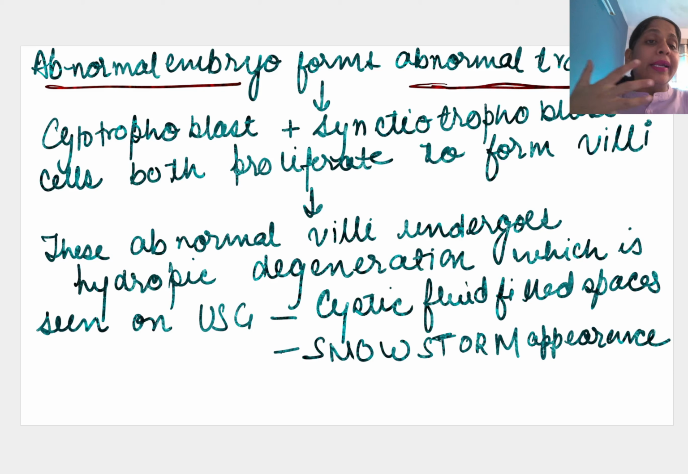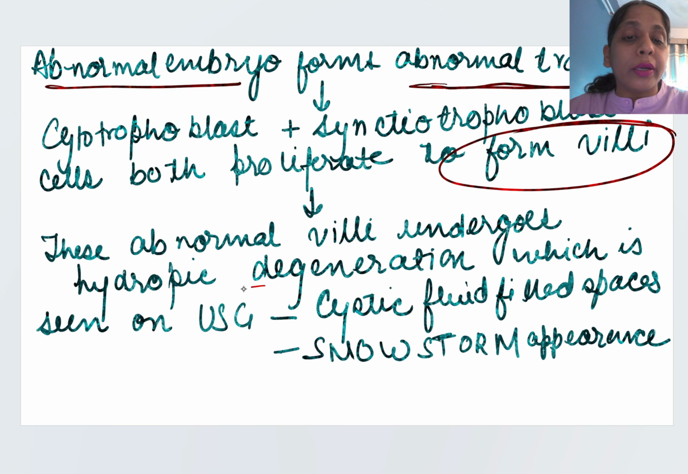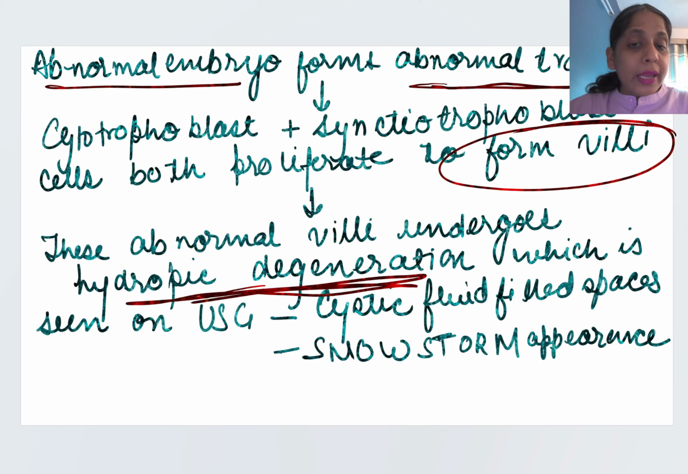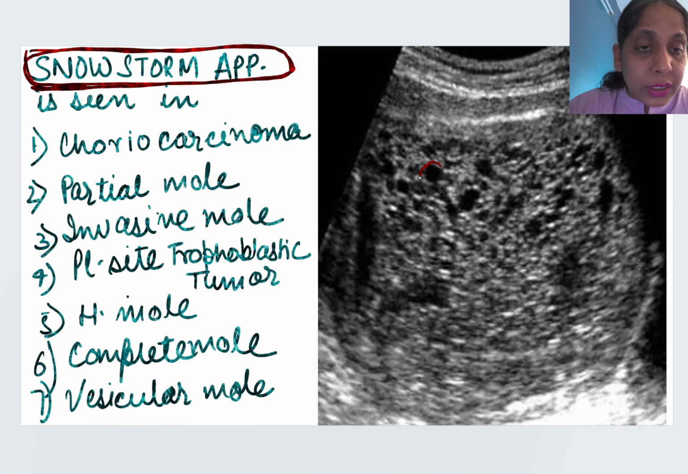What is the property of these villi? They get water inside, they become cystic, and then they undergo hydropic degeneration. These cysts of hydropic degeneration are seen on the ultrasound as a snowstorm appearance. I will show you here. See, these abnormal cysts, these are the cysts.